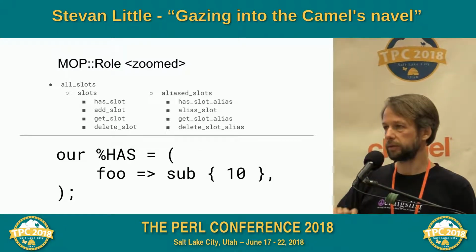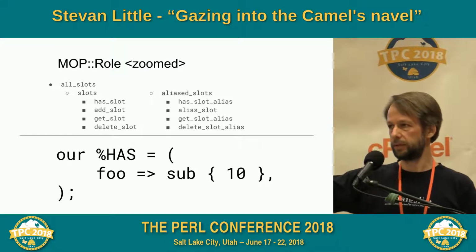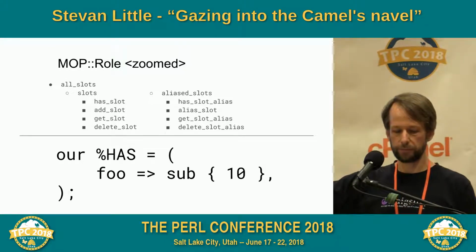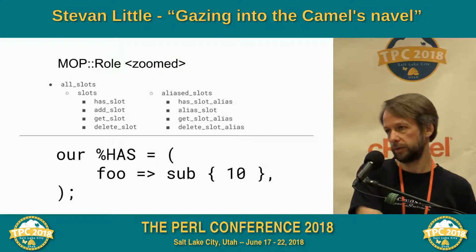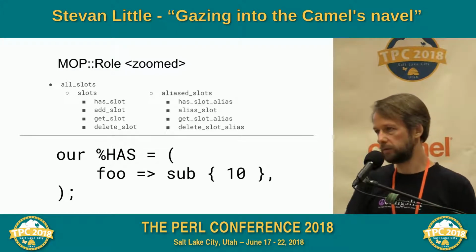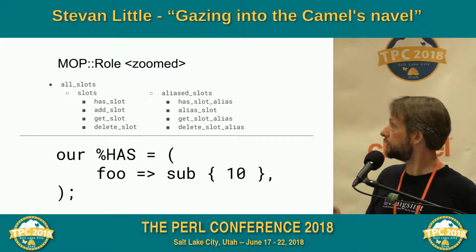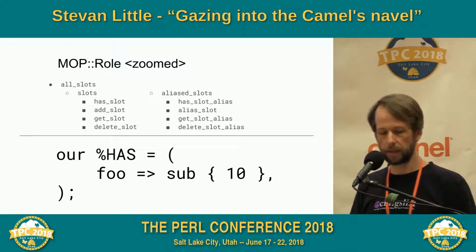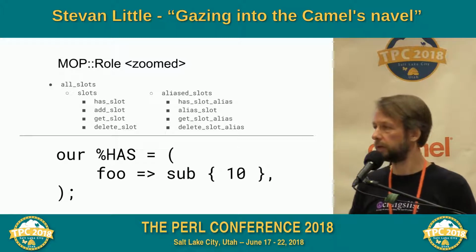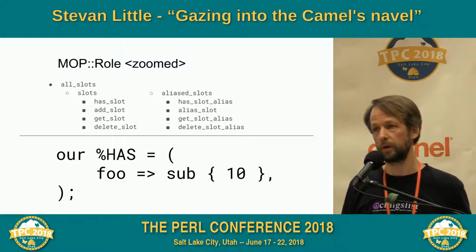Slots, you can call all slots and you can get everything that is possibly going to be in your class. That includes anything aliased from another package or defined in your package. And then you can also look at just those that you've aliased and just those that you've defined. That's where slots and alias slots come in, and then you can go through the other methods if you want to fiddle around with that stuff.